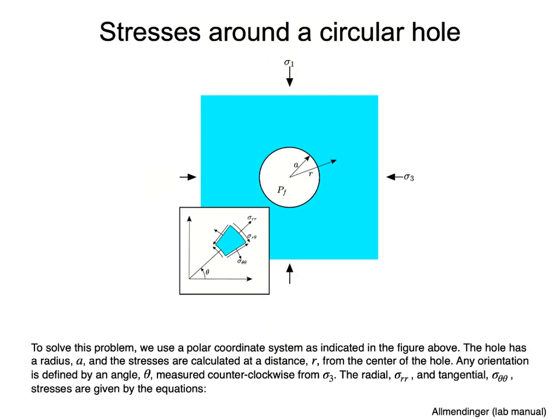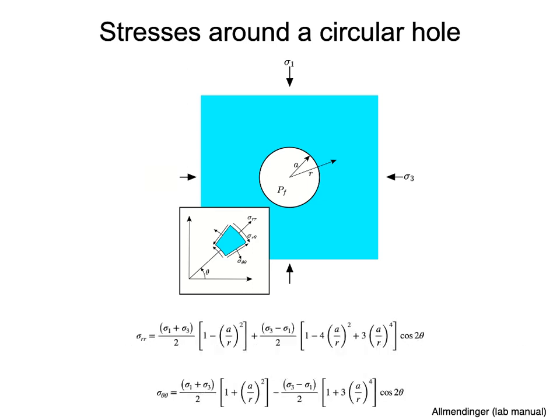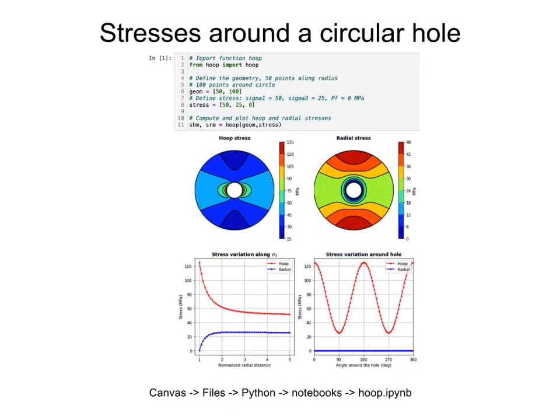To solve this problem, we use a polar coordinate system as indicated in this figure. The hole has a radius, a, and the stresses are calculated at a distance, r, from the center of the hole. Any orientation is defined by an angle, theta, measured counterclockwise from sigma 3. The radial, sigma rr, and tangential, sigma theta theta, stresses are given by these equations. These equations are plotted here using Python code.